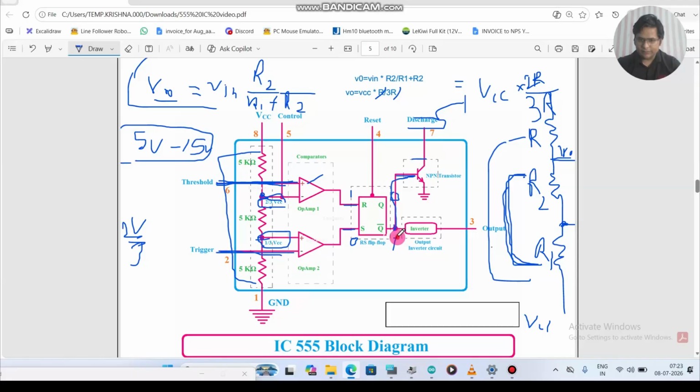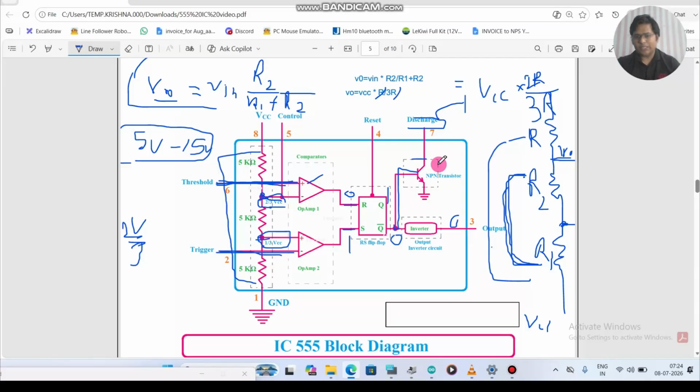Now because there is an inverter here, whatever value is here will be inverted. If 1 is here, then it will become 0. Now let's take another case. Now we will assume 0 at this point, 1 at this point. So we will get 0 here, 1 here. When 0 is at this Q bar, the transistor will be off and the capacitor will start charging.